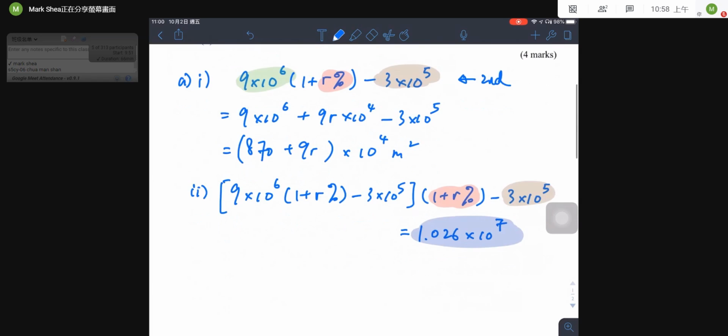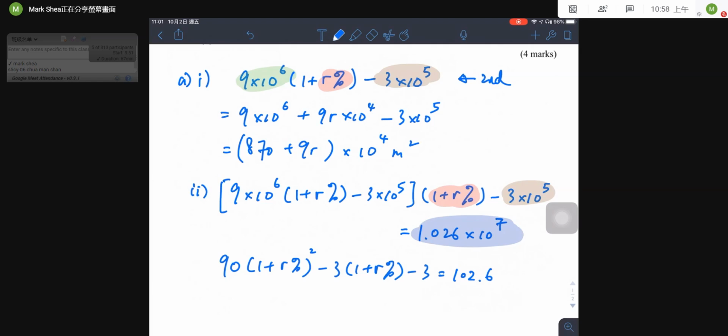Now when you expand, you can see that we can set up an equation, and don't forget to simplify. So we can have 9. Let me divide both sides by 10 to the power 5. So we have (1 plus R%) squared, and then minus 3(1 plus R%), and then minus 3, which is equal to 102.6. We divide both sides by 10 to the power 5.